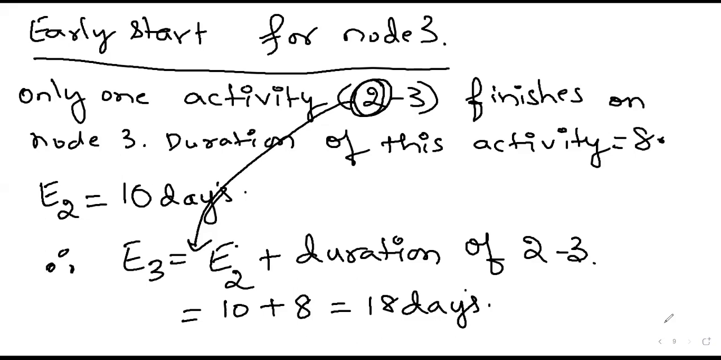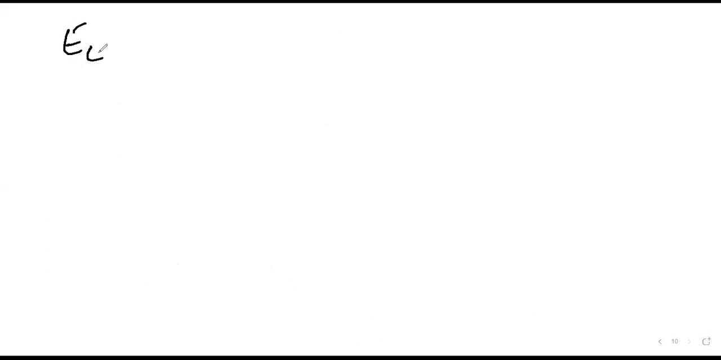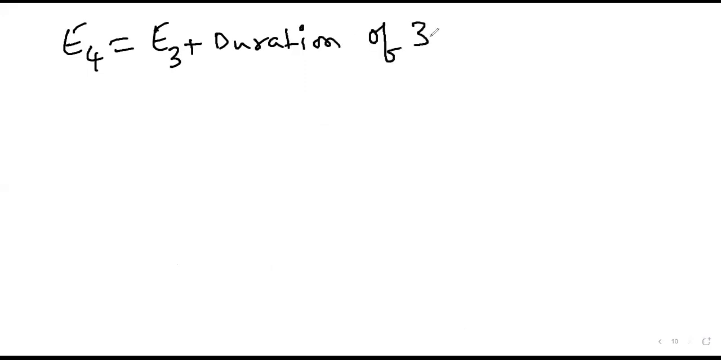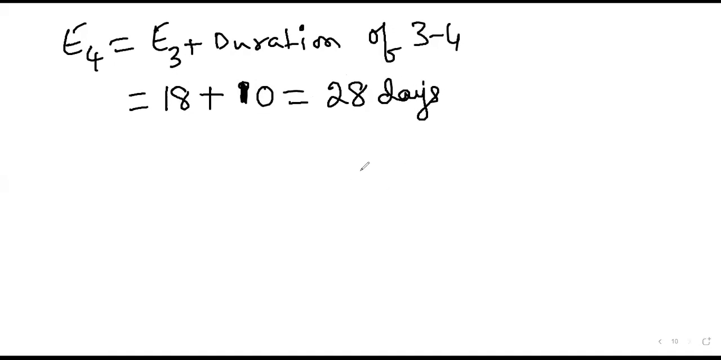Node 4 is 28 days. E4, I will write directly. E4 is how much? 28. What will be the equation? E3 plus the duration of 3 to 4. E3 is how much? 18. Plus 10. 18 plus 10, 28. So how to interpret all this, we'll see later.